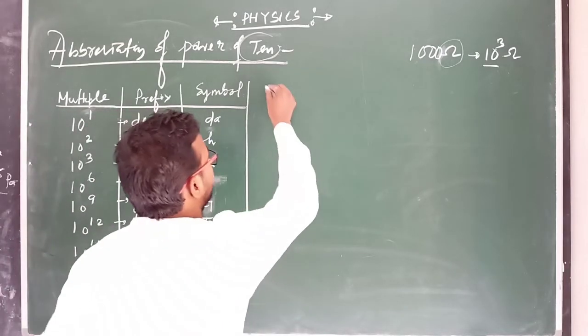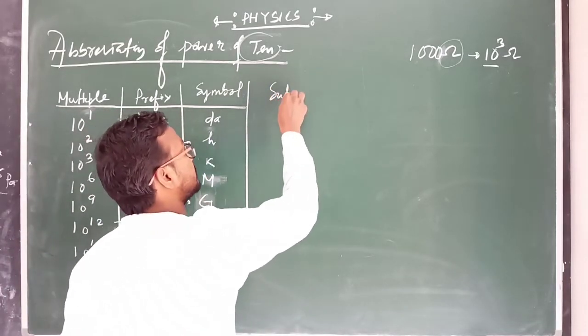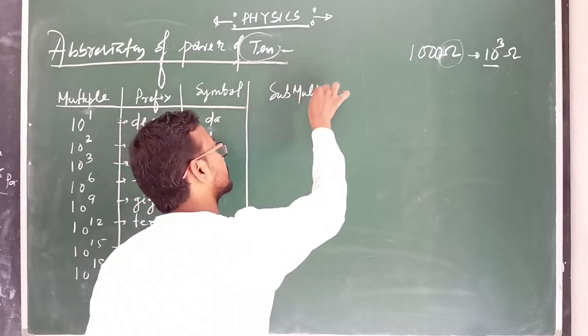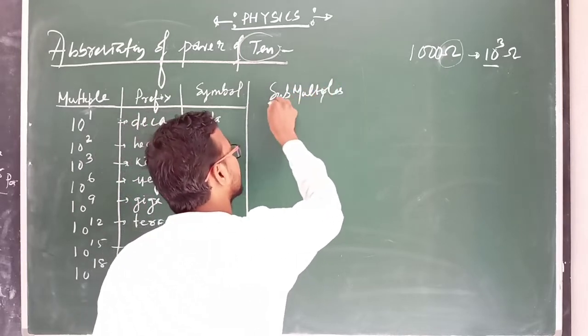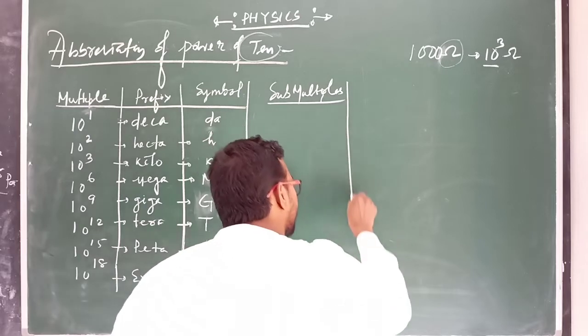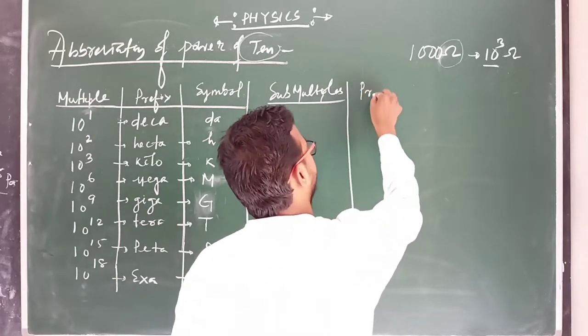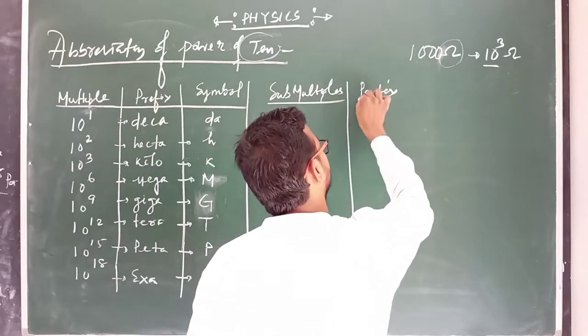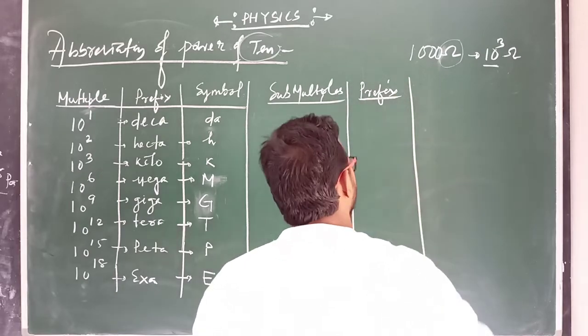Now we have to write here sub multiples, and their prefix and its symbol.